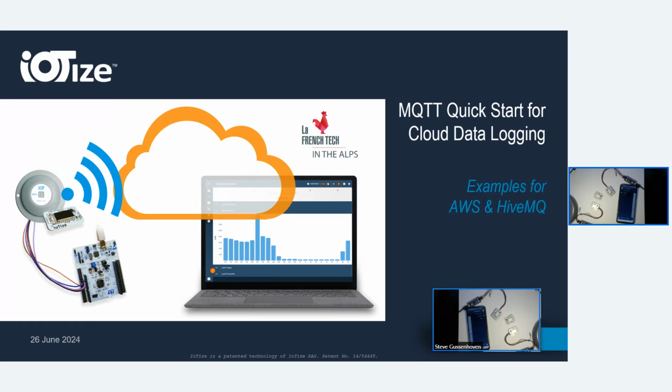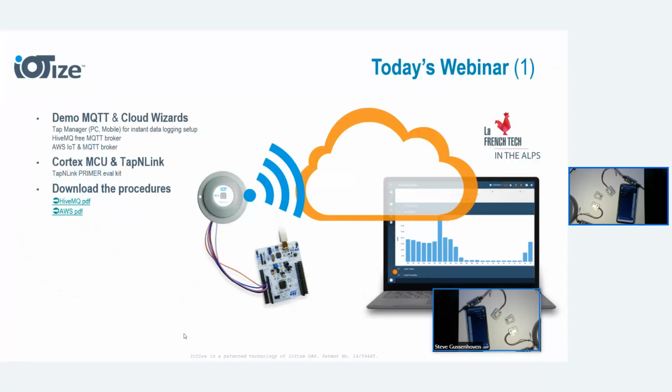So with that, let's go ahead and dive into today's presentation about MQTT and cloud data logging. Today we're going to look at two examples, one of just a use of a simple MQTT broker, and the other for provisioning AWS and their MQTT broker. And so you can actually see data in a container on your AWS account.